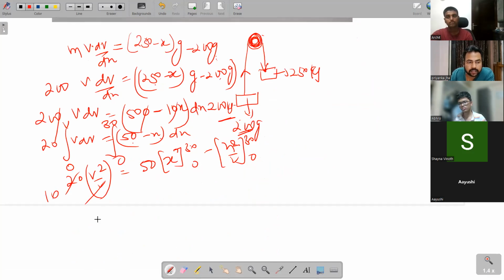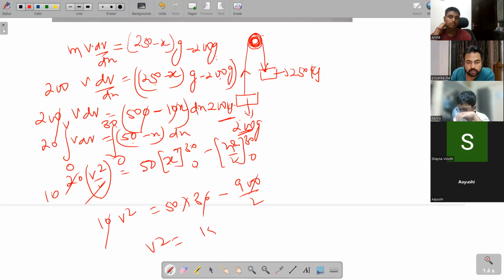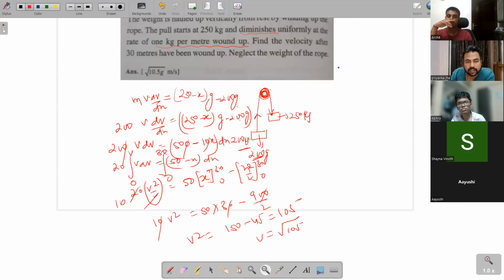So this is 10 into v squared equals 50, then put 30 minus 0, and minus this is 900 by 2. So v squared is 150 minus 45, that is 105. So v is under root 105 meters per second, and your answer is also 10.5 into g, that is 10.5 into 10. Understood?